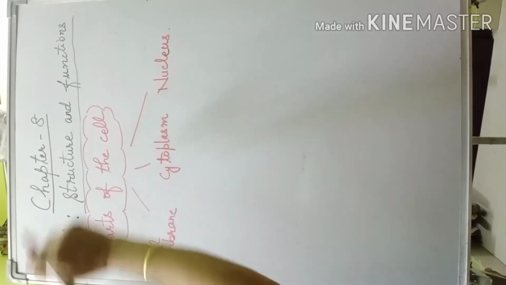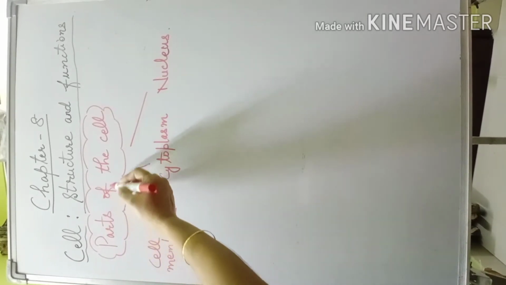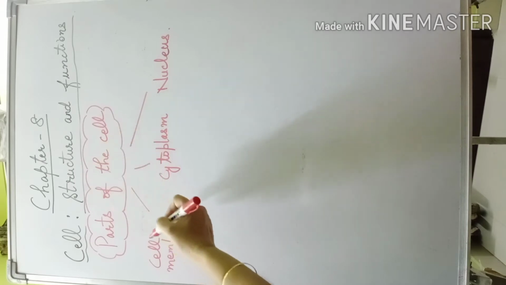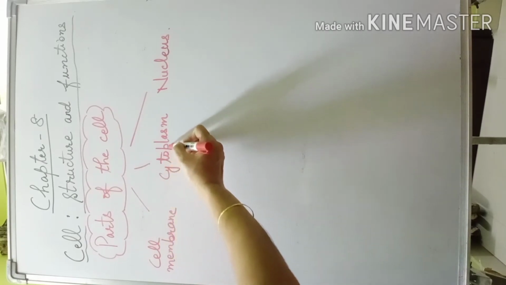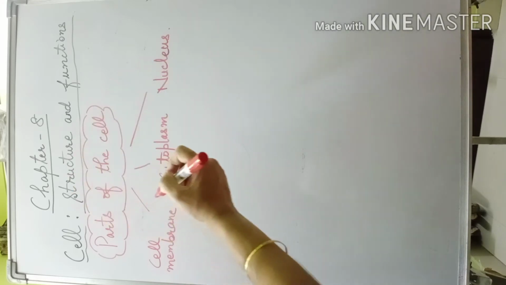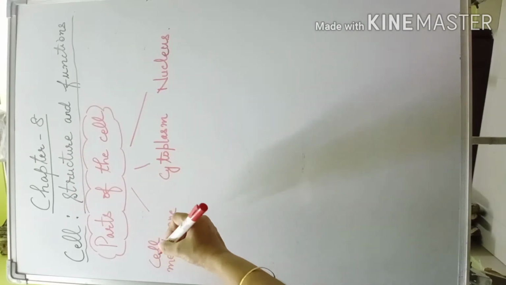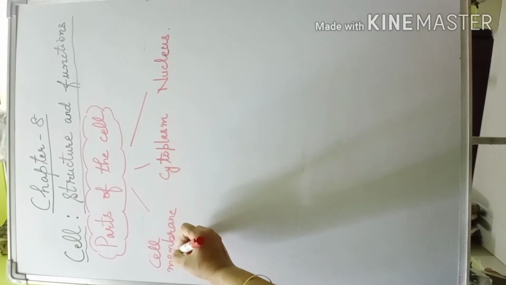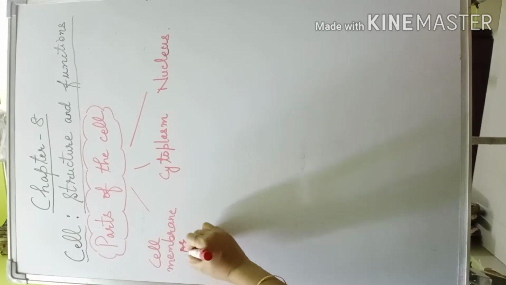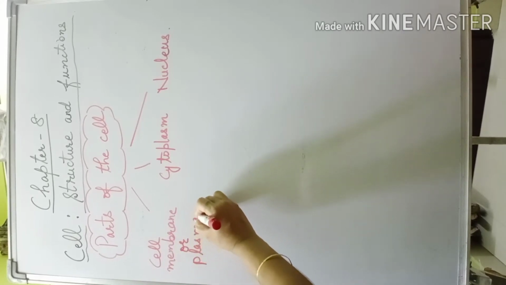Now what are the parts of the cell? Generally a cell has three main parts. First is cell membrane, second is cytoplasm, and third is nucleus. The cytoplasm and nucleus are enclosed within the cell membrane. It is also known as plasma membrane.